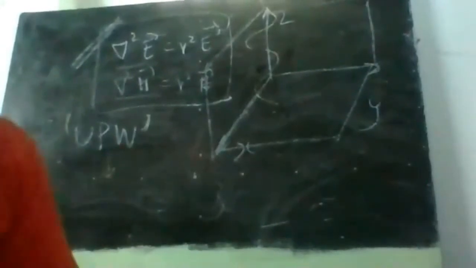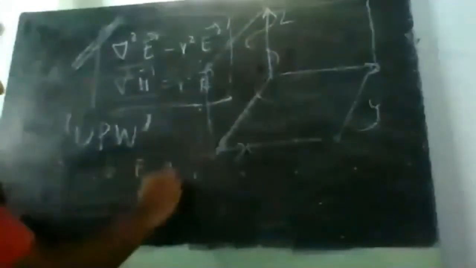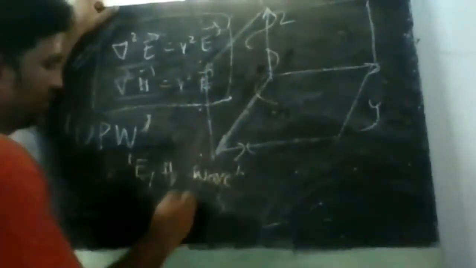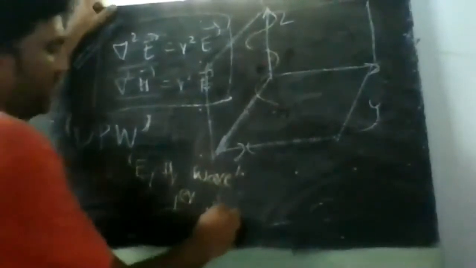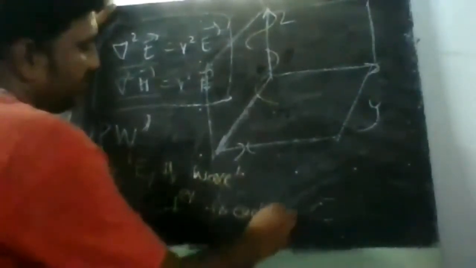For a uniform plane wave, the electric field, the magnetic field, and the direction of wave propagation will all be perpendicular to each other.